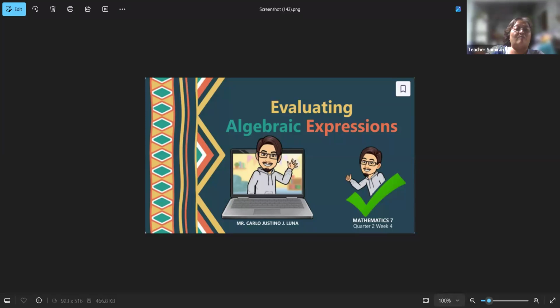And then if we talk about an equation, an algebraic equation would be 2x plus 3 equals 6. That is now considered an algebraic equation because of the presence of the equal sign.